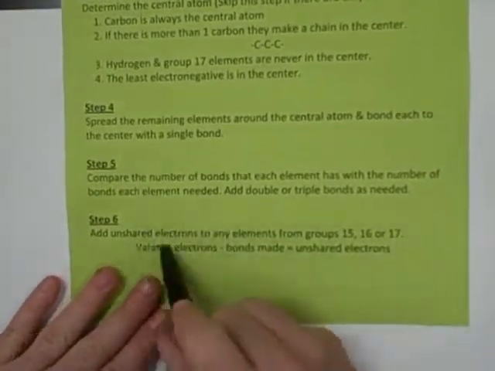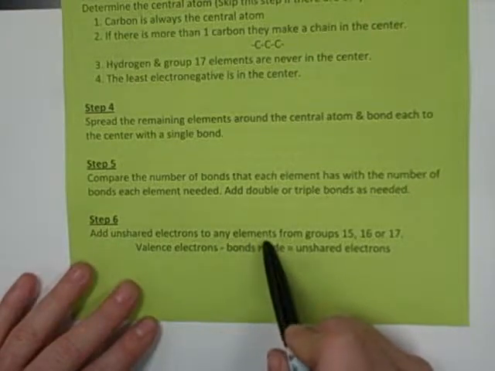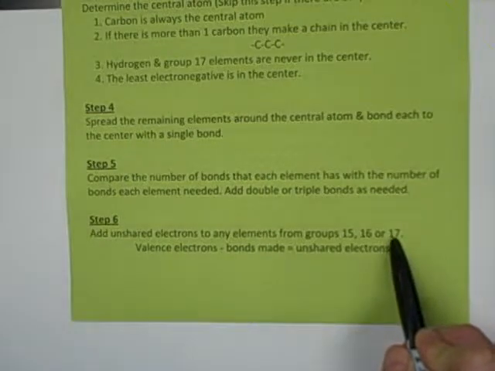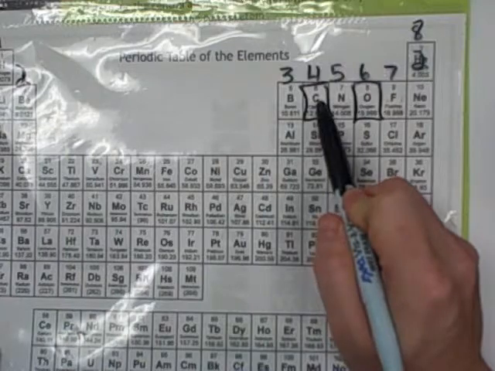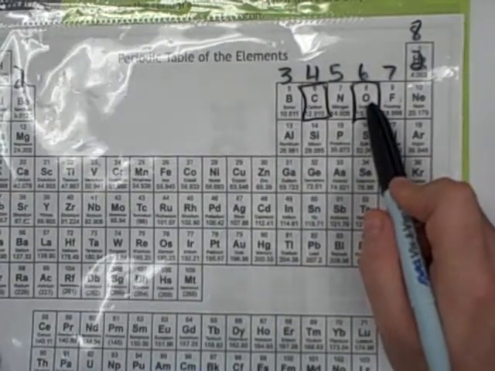Then step 6 is to add the unshared pairs of electrons. And these only go on elements from groups 15, 16, or 17. So we've got carbon and oxygen here. Carbon is group 14, no unshared electrons. Oxygen, though, group 16. So yes, it will have unshared electrons.